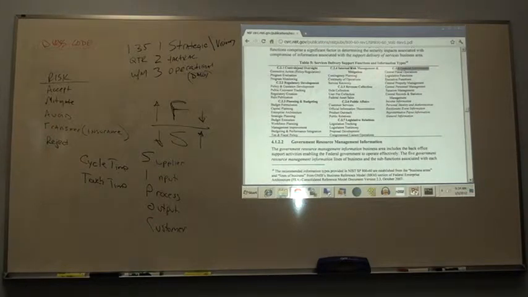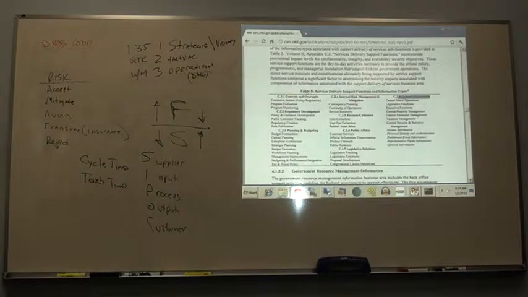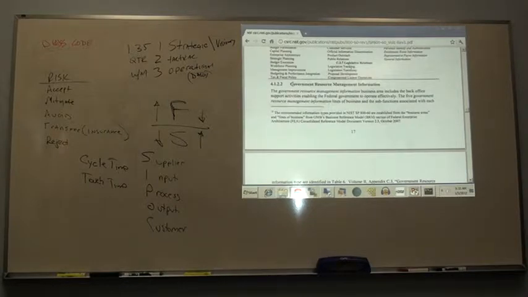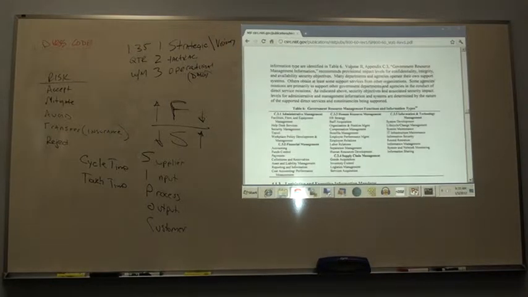For here, it's a good idea to understand basically the service level that you're providing. What are you doing? And for the FITSI information, I would actually even know the numbers that are associated with that. Because again, it's just more detail for FITSI. Government resource management information. Okay.